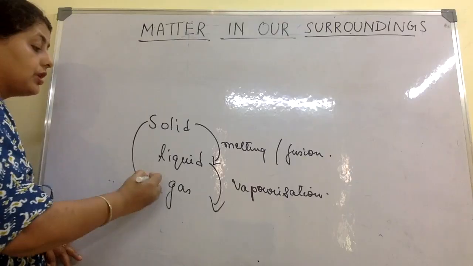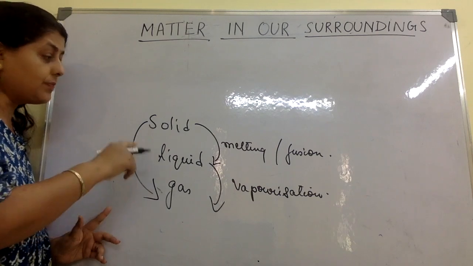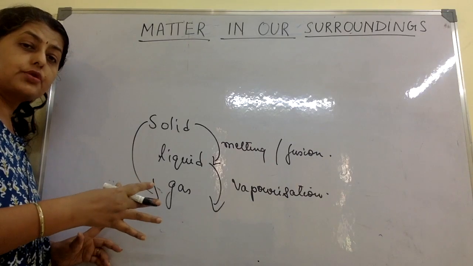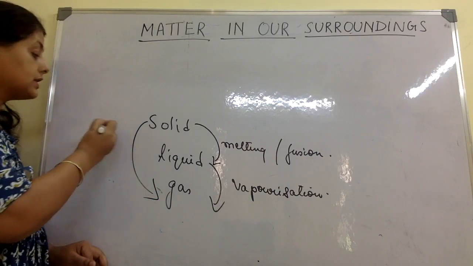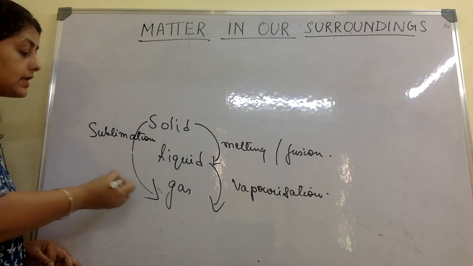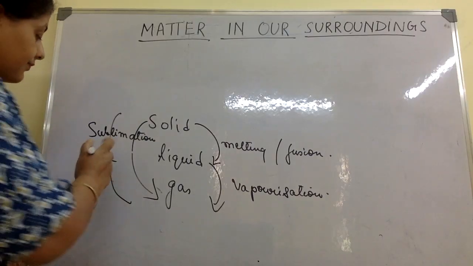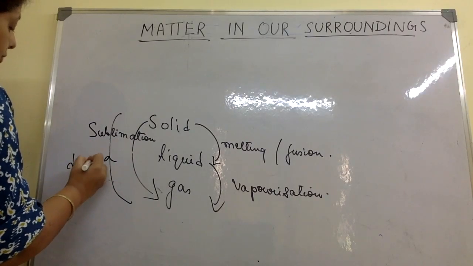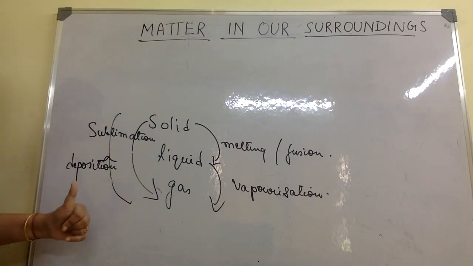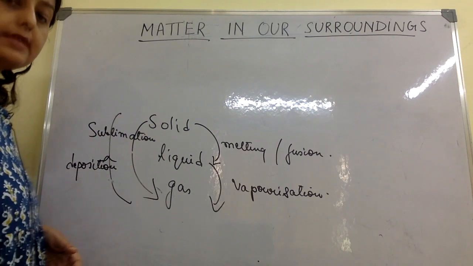If I want to take a solid straight to the gaseous form, there are certain solids which go straight from solid to gaseous form. That is called sublimation. And if it is going from gaseous form to solid form, then it is called deposition. So these are a few changes in state and their names.